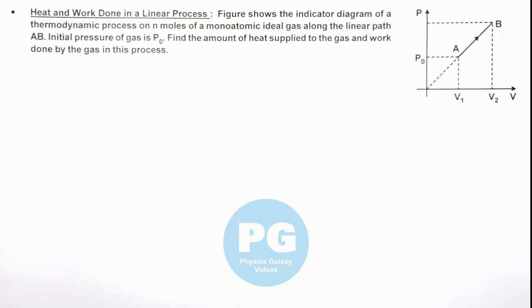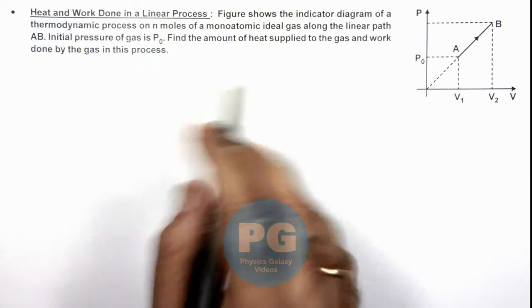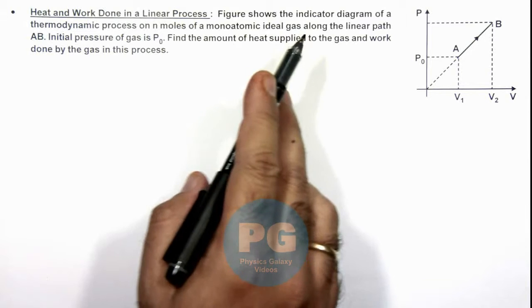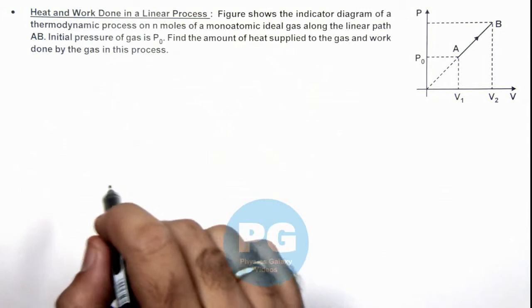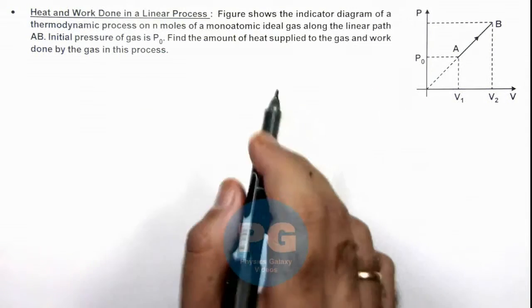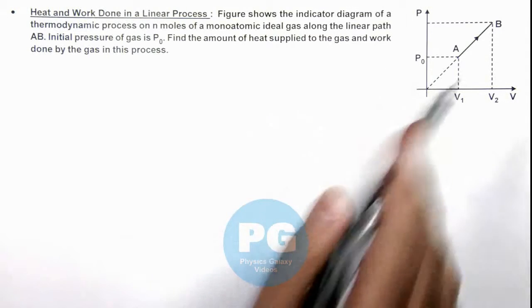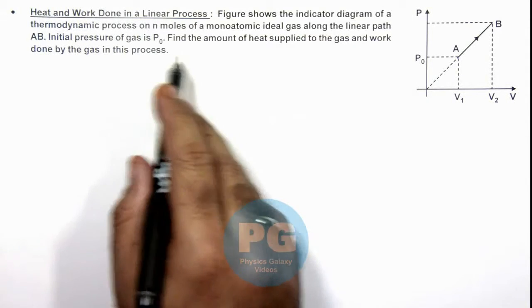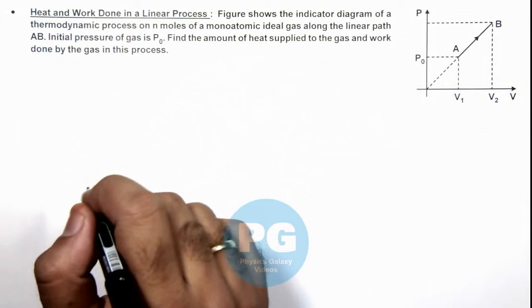In this illustration, we'll analyze the heat and work done in a linear process by the gas. Here, the figure shows the indicator diagram of a thermodynamic process on n moles of a monoatomic gas along the linear path AB. An initial pressure is given to us, the final pressure is not given, and the volumes in states A and B are given. We are required to find the amount of heat supplied to the gas and work done by the gas in this process.